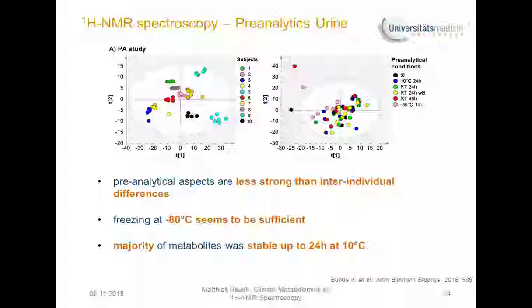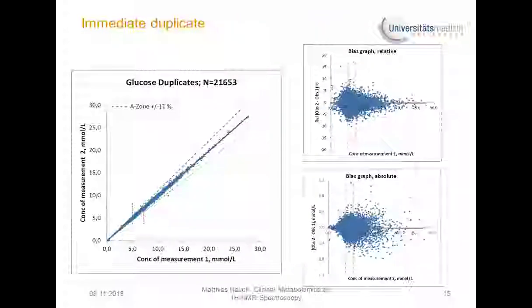The freezing of samples at -80 degrees seems to be sufficient, and the majority of metabolites was stable up to 24 hours at 10 degrees Celsius. We observe changes in urine if there is an infection of the bladder, and then there are substances which change the urine metabolome within hours.